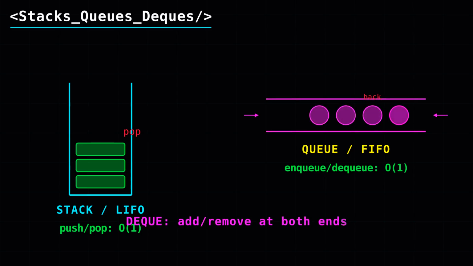A Deque is a double-ended queue. Both ends are active. You can add or remove from the front, and also add or remove from the back. It can behave like a stack, a queue, or something more flexible than both.